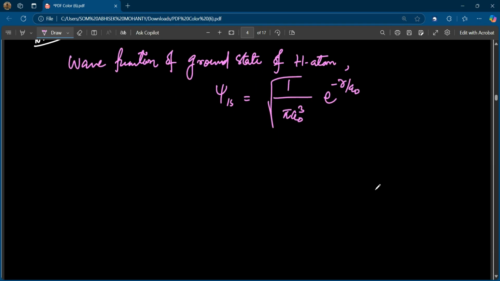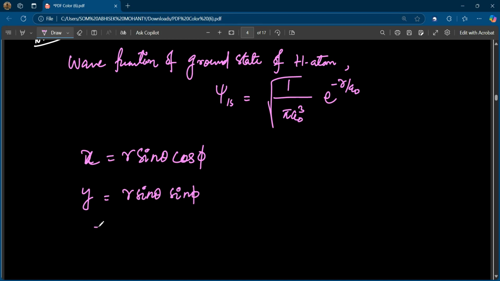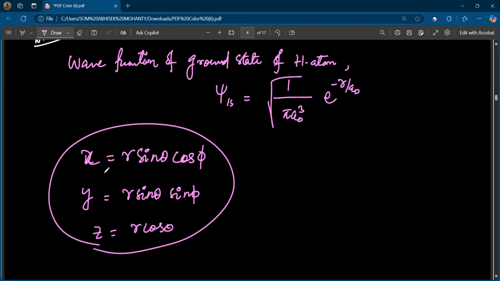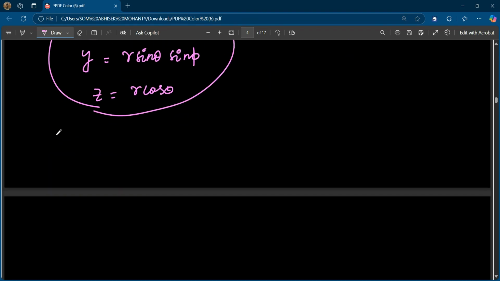So in spherical polar coordinates, we have to write the x coordinate. We know x is equal to r sine theta cos phi. What is y? y is r sine theta sine phi, and z is r cos theta, if you remember. So we will calculate for x. The expectation value of x means psi x psi, right?